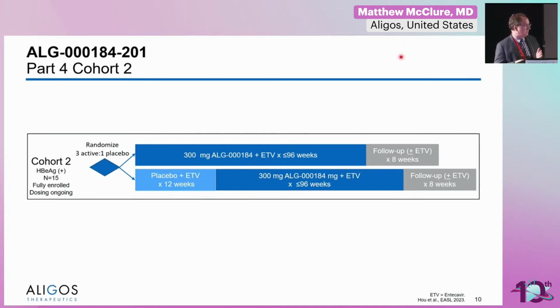They got that regimen for 12 weeks, and at the end of the 12 weeks, they rolled over into an open label regimen for a total duration now that's planned for 96 weeks. I'm not going to show you those data yet because we haven't dosed that long yet, but we have permission to go out to 96 weeks with this regimen.